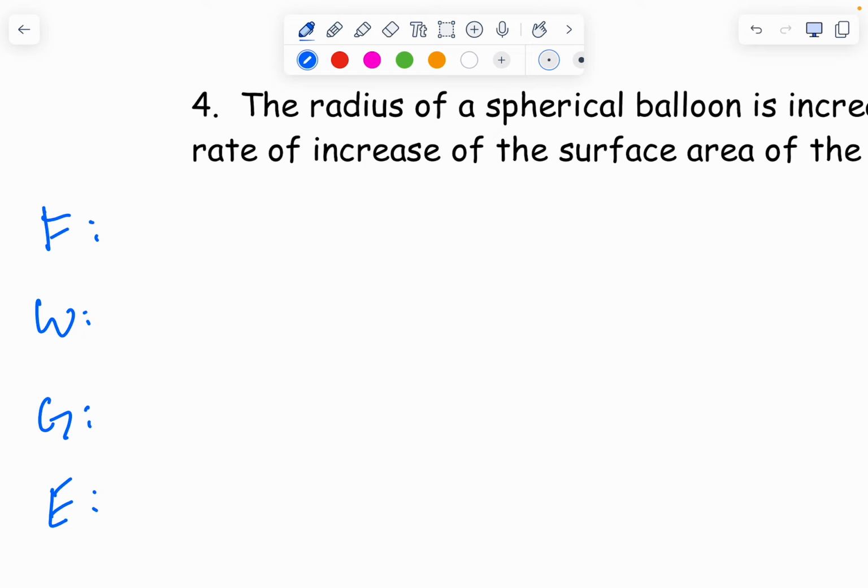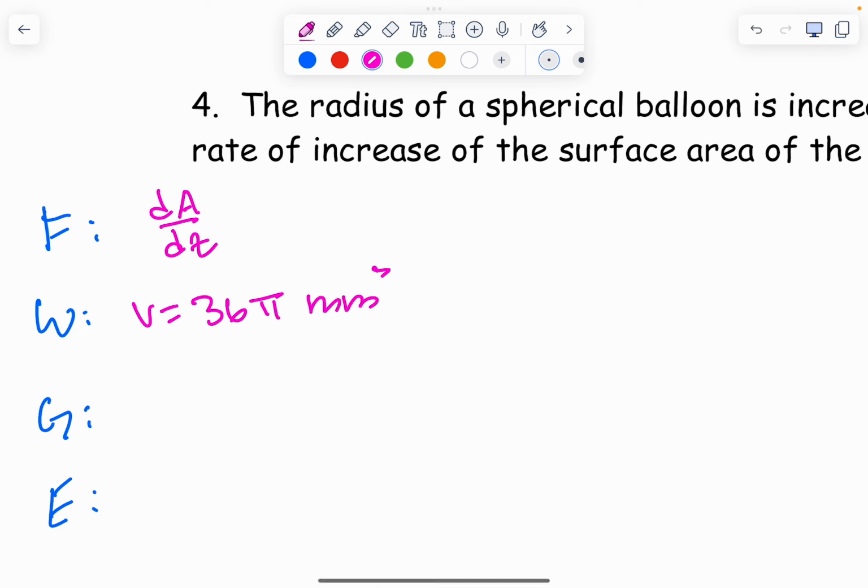So they're asking us to find what? The area, the radius, or the volume? Area. So how do we represent that? dA over dt. And they should have given when the volume is something. What was the volume given? 36 pi millimeters cubed. Is that unit just randomly cubed?